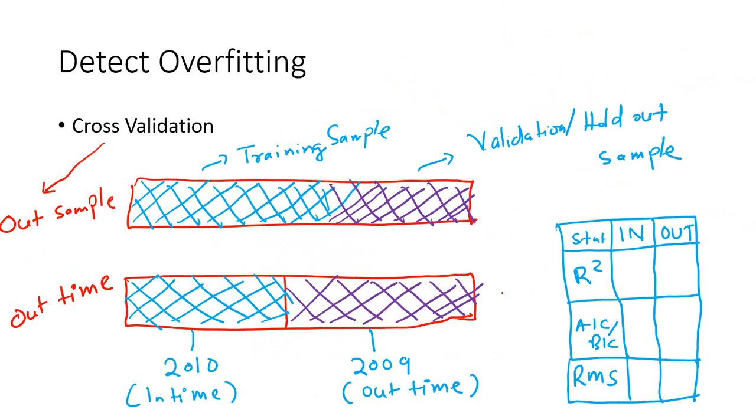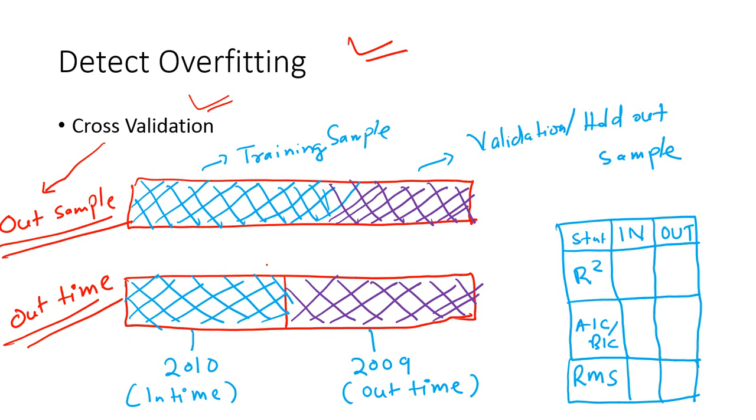To avoid overfitting, now, how do we detect overfitting? We can detect overfitting by what is known as cross validation. Now we can do cross validation in two ways. There are other ways also, but there are two ways of doing cross validation. One is known as the out sample validation. The other one is known as out time cross validation.